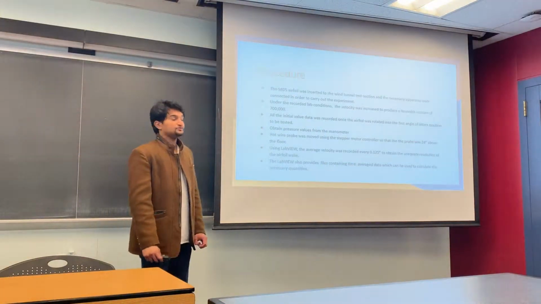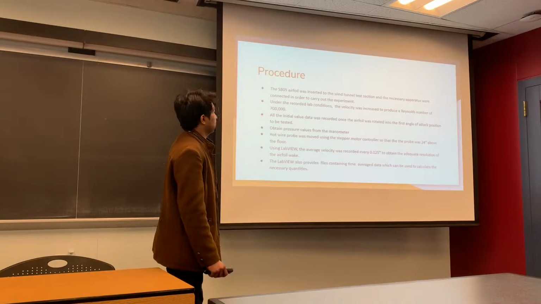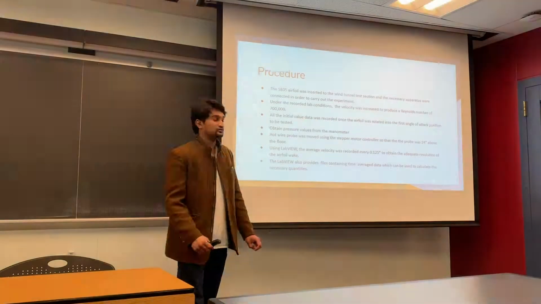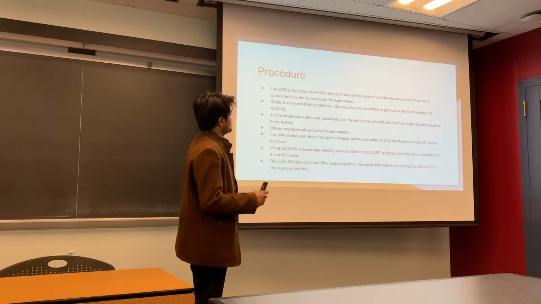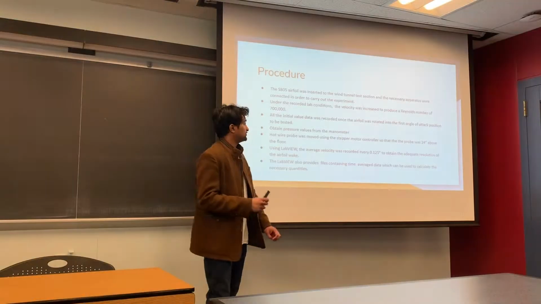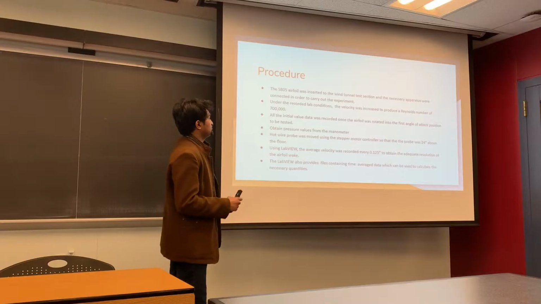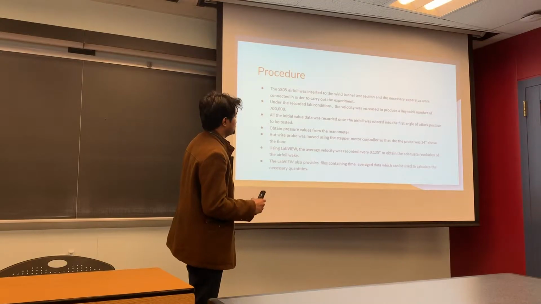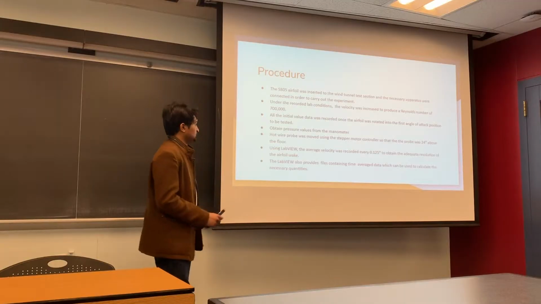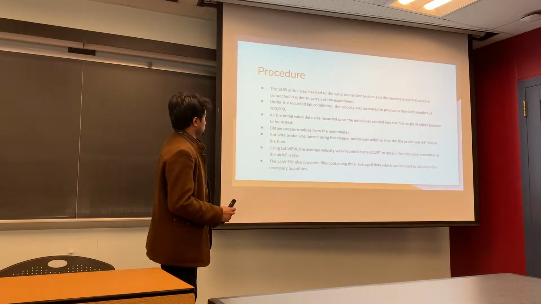So for the procedure, first the S305 airfoil was inserted into the wind tunnel test section, and the necessary apparatus were connected in order to carry out the experiment. Then, under the recorded lab condition, the velocity was increased to produce a Reynolds number of 700,000. All the initial value data was recorded once the airfoil was rotated into the first angle of attack position to be tested. Then, we obtained the pressure values from the manometer.